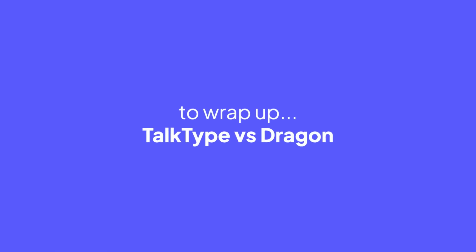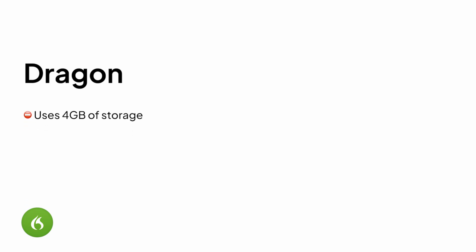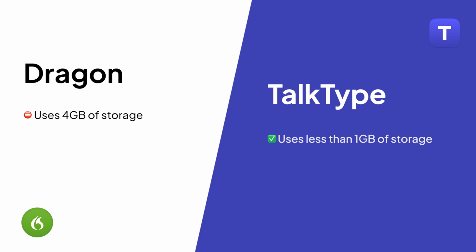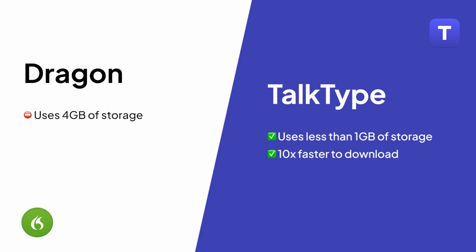So to wrap up, imagine offering a dictation tool to your employees or students. Here's what that journey looks like. Dragon requires a significant amount of space on your computer, which means it takes a considerable amount of time to download, especially on a poor connection. In contrast, TalkType is small and quick to download.